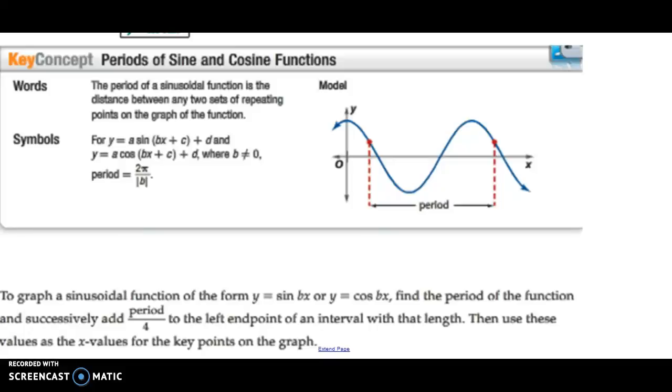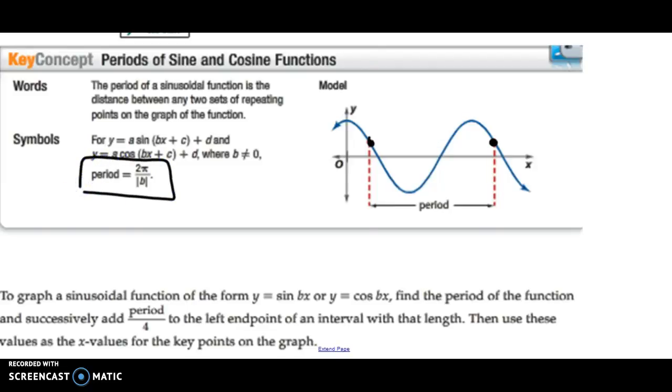So the next thing we're going to talk about is the period of a sine and cosine function. And the period is the distance from one point to a repeating y value. And so when it repeats itself, that's known as the period. Okay? The way we figure out period is by using this equation right here.